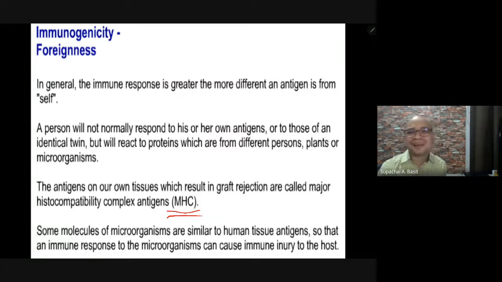Let's say, for example, group A Streptococcus pyogenes can mimic our tissue, and as a result of the infection, our own immune system may even be destroying our own kidneys, for example, or our own heart. So that is foreignness. Okay.